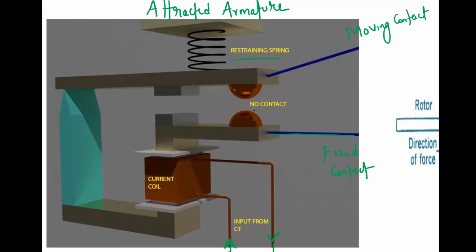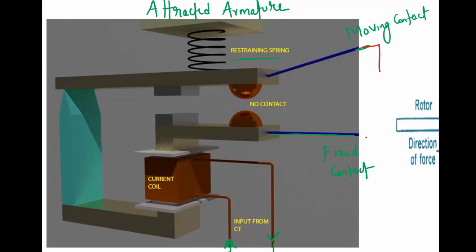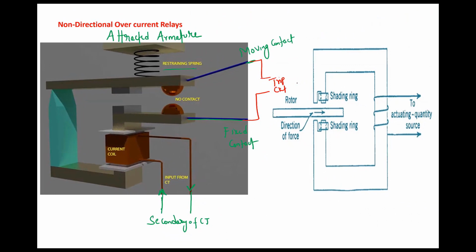closed, NC, normally closed. These two contacts are connected to the trip circuit. So one contact will change from NO to NC, and it will trip the circuit breaker for which it functions. Understand? This is in terms of force.